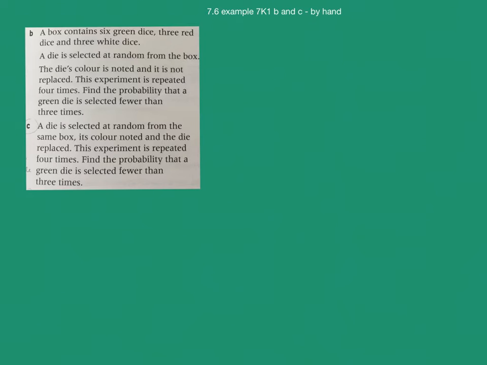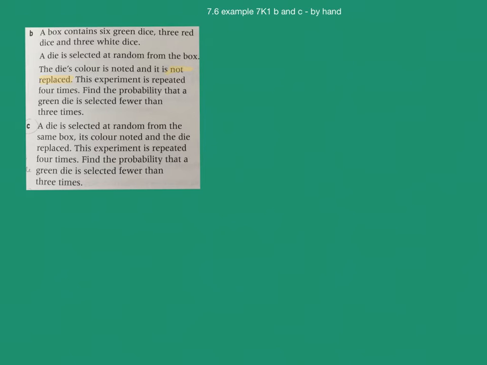So we'll look at one more example by hand here. And this is from the same exercise 7K task 1. So let's look at B and C. A box contains 6 green, 3 red dice and 3 white dice. A die is selected at random from the box. The die's color is noted and it is not replaced. So not replaced. This experiment is repeated 4 times. Find the probability that a green die is selected fewer than 3 times.